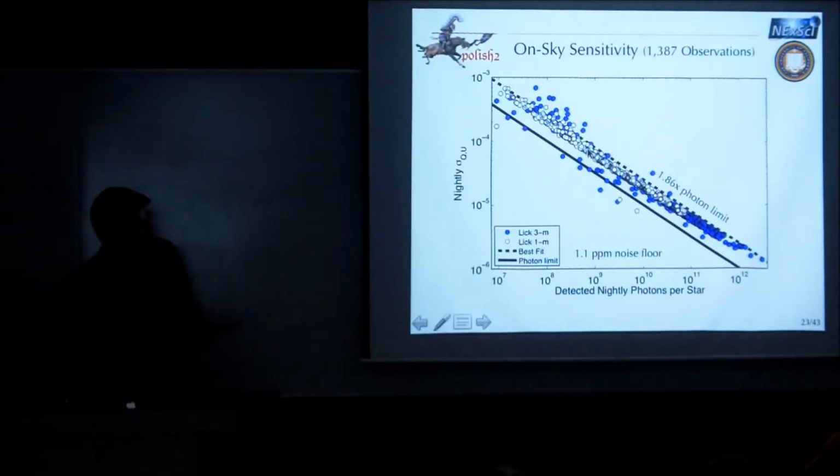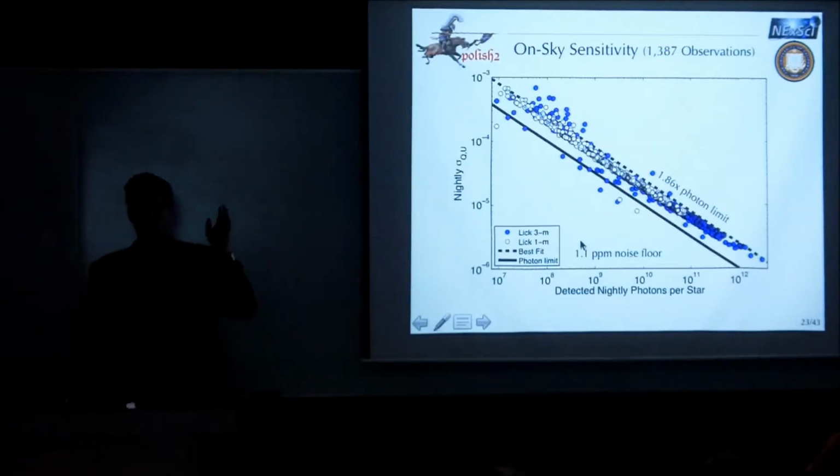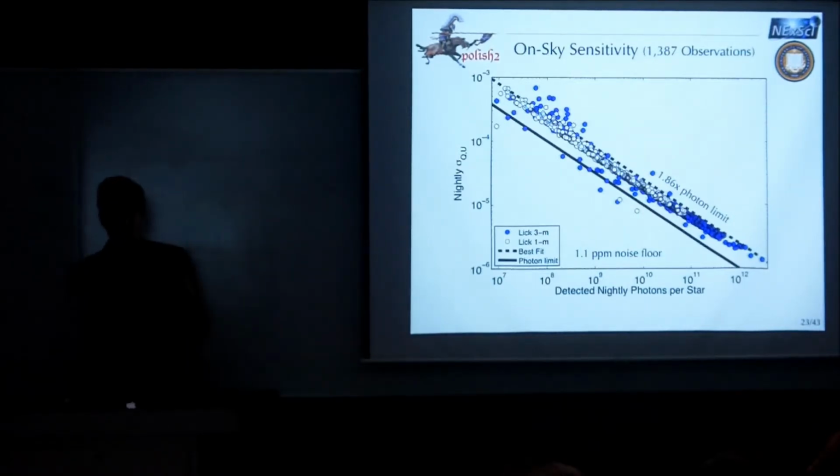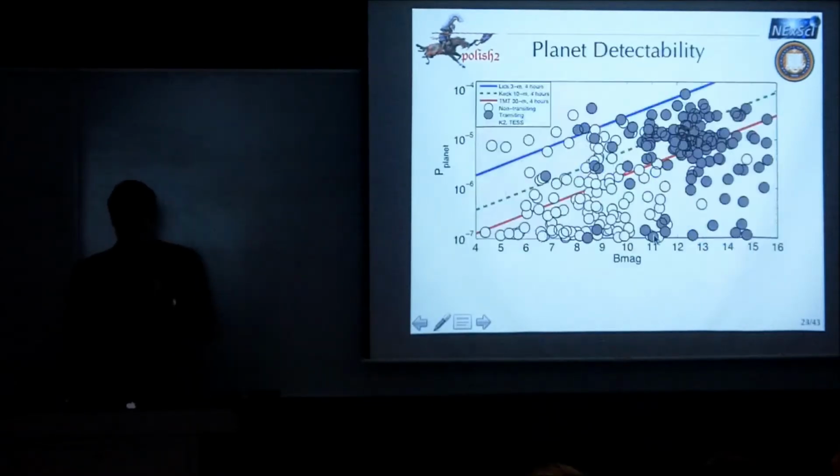So there's an offset here that's within a factor of 2 of the photon limit, so we're doing fairly well. We can go on sky at some point in the year, look at some star, and the instrument will get me a number that's sensitive to a part per million if I have enough photons. If you take that curve and compare it with what you expect planets to give you, you can start to see what kinds of planets you should be able to detect.